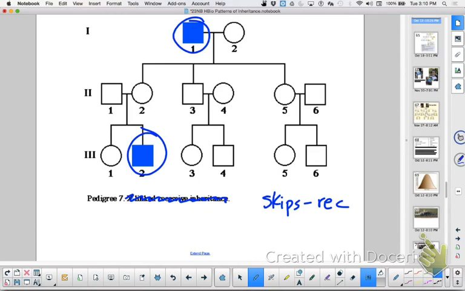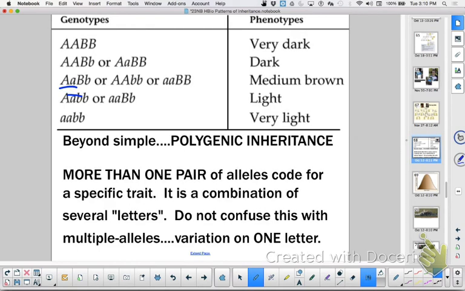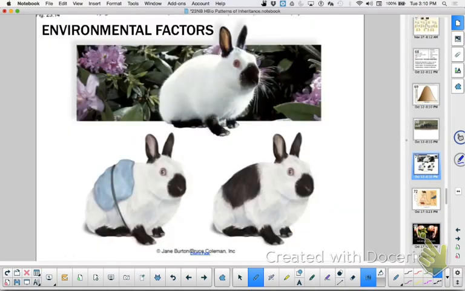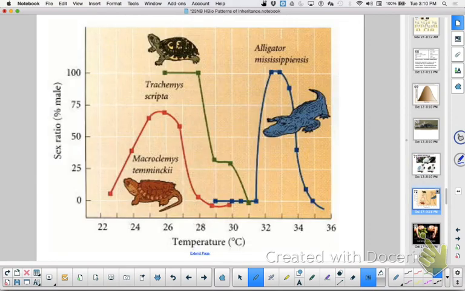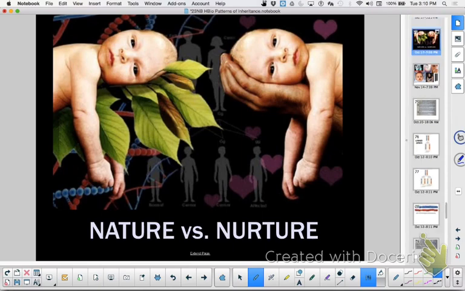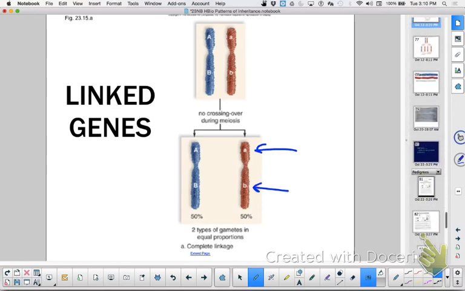We're almost done. We also looked at things that are polygenic. Poly means what? Many genes. So to have your trait, it's not just one set of letters, but many letters, A's and B's and R's. And there you see a curve because you have more options. Then we looked at the environment: shave a rabbit's back, put an ice pack on it, and it'll grow back black. So that's the environment. We also looked at the environment in reptiles, where it determines whether they're going to be males or females. And we talked about nature versus nurture and how much of our traits are environment. And we said linked genes are genes on the same chromosome, so they travel together. So this little a would travel with this little b. And that was the end.